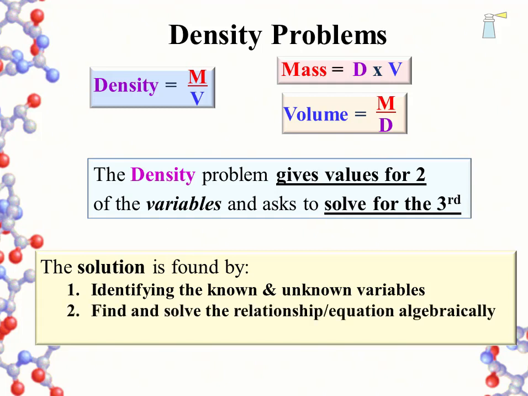Second, find and then solve the relationship or equation algebraically. That is, find an equation that relates the known values in the setup with the variable of unknown value. Solving algebraically means that we have a version of that equation with the unknown variable isolated on one side of the equation and all the other terms on the other side. Then we input known values and solve with our calculator. Try not to input values before you have isolated the variable of unknown value. This helps reduce confusion and math errors.